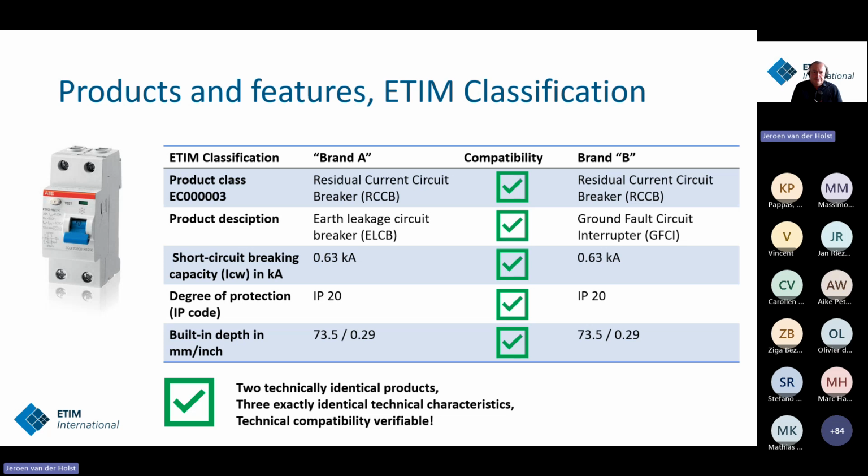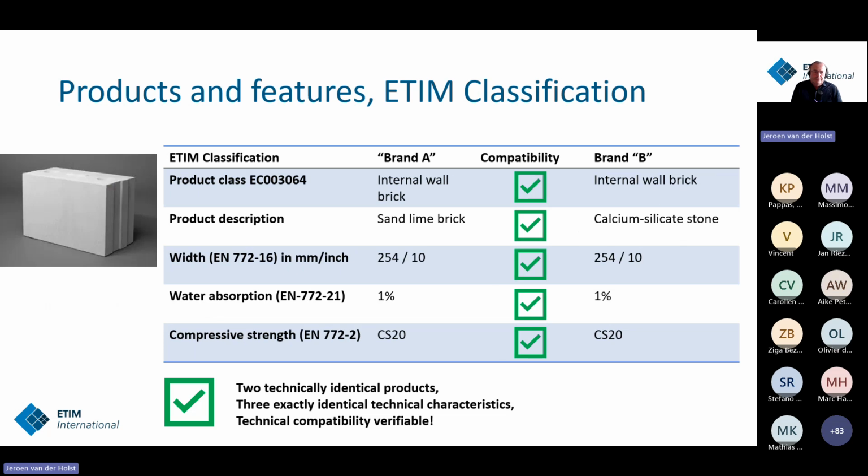So ETIM classification provides clarity in finding and choosing the right product. It also brings a lot of opportunities for automation and analysis. And now you see brand A and brand B as technically identical products with three exactly identical technical characteristics, and technical compatibility is now verifiable. This opens a lot of opportunity for use cases. And again, it works for all technical industries.